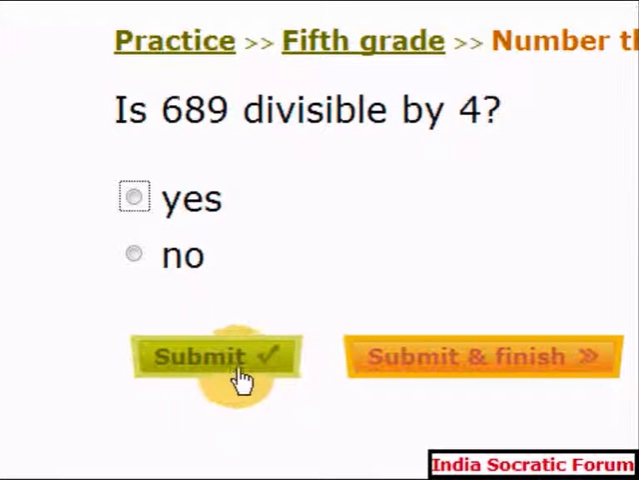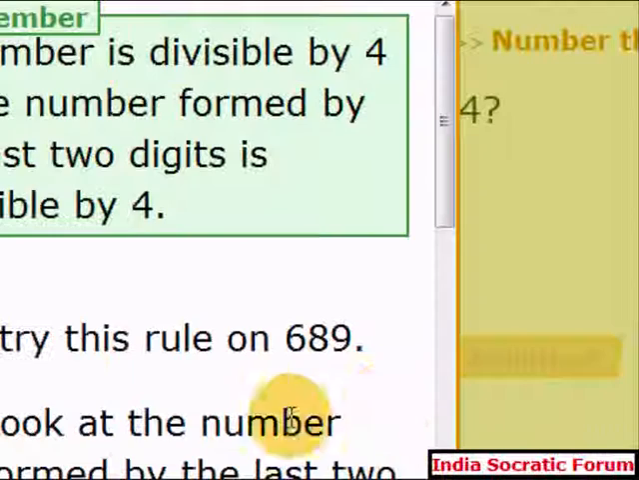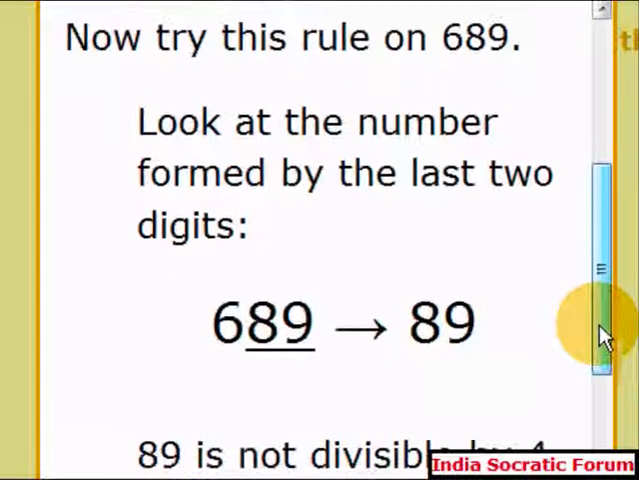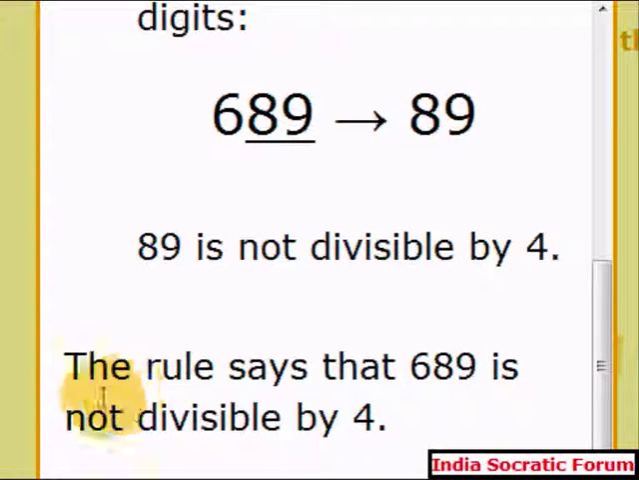Is 689 divisible by 4? Apply the rule. The answer is no. Do you know why? A number is divisible by 4 if the number formed by its last 2 digits is divisible by 4. This is the divisibility rule for 4. Now try this rule on 689. Look at the number formed by the last 2 digits. These are the last 2 digits. It is 89. 89 is not divisible by 4. Therefore, the rule says that 689 is not divisible by 4. The last 2 digits should be divisible by 4. Remember the rule.